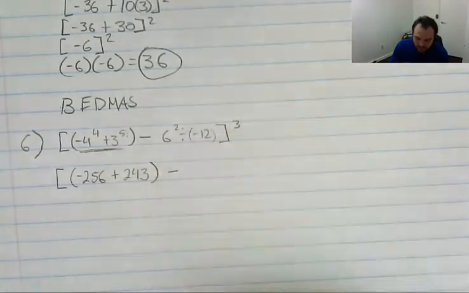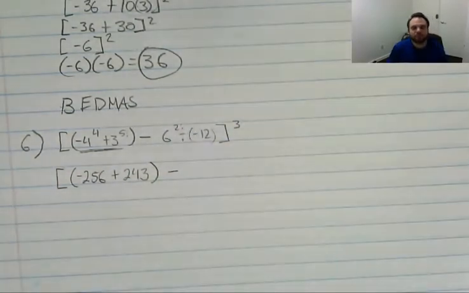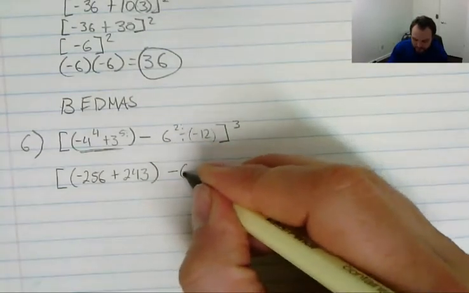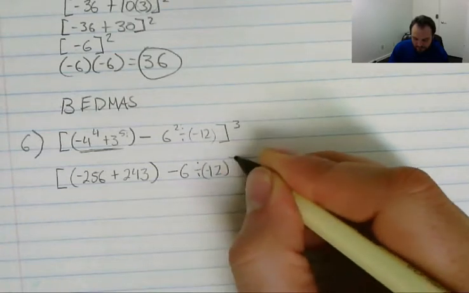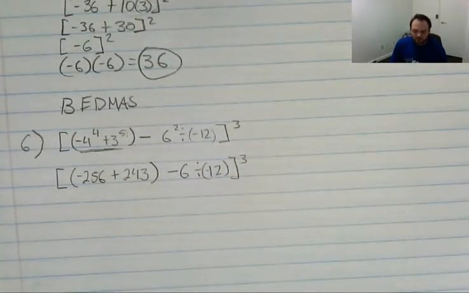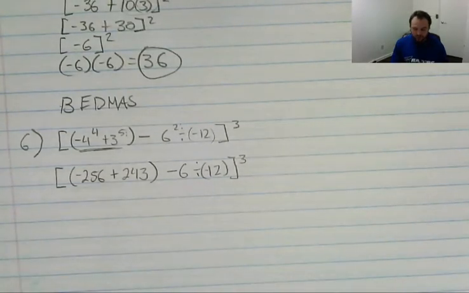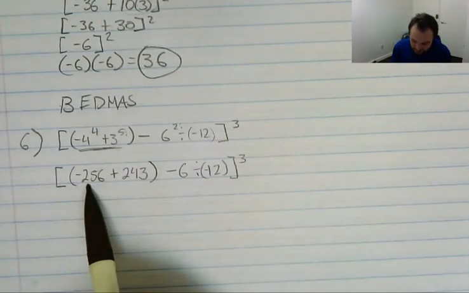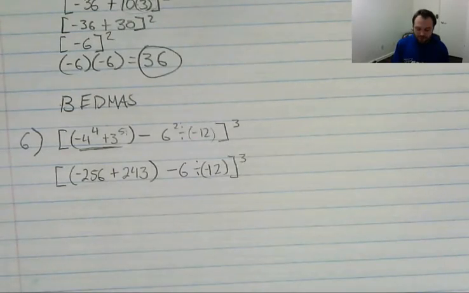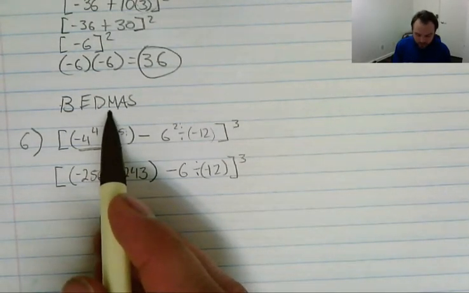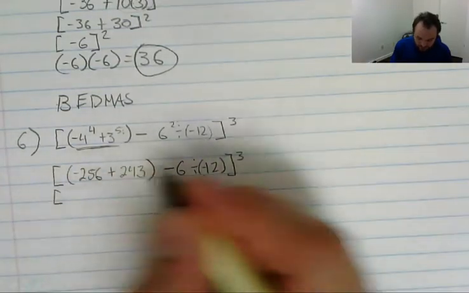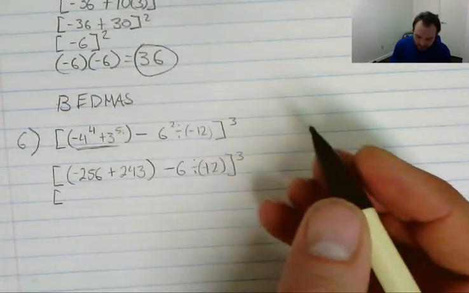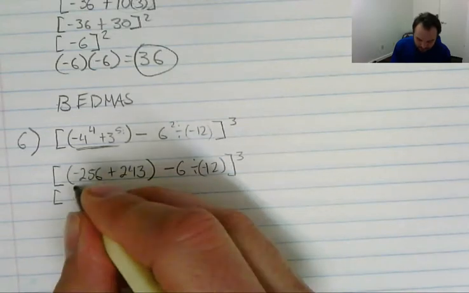Okay, now we're going to minus 6 squared divided by negative 12. And this is all going to be cubed. So we're going to still continue our order of operations. We're still in this bracket, so now I must do the operation there. I have negative 256 plus 243. There's no more division left, no more multiplication, but there is an adding and subtracting. So let's get that done. So I'm going to have 256 minus 243 is going to be negative 13.